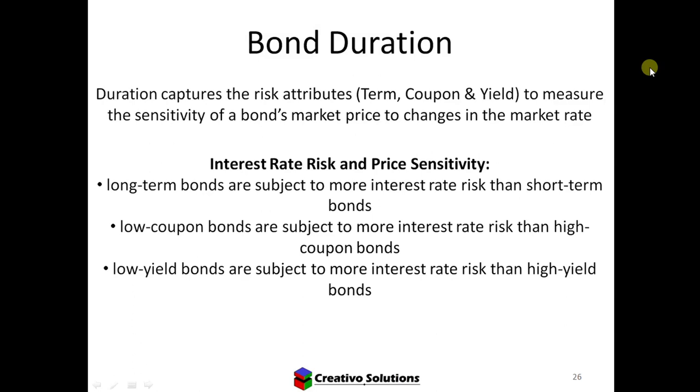Long-term bonds are generally subject to more interest rate risk than short-term bonds, because over a longer period of time, more things can happen, more changes can be made. The government can change certain rates, and we need to bring that into the calculation. Also, we need to consider low coupon bonds and how they differ from higher coupon bonds. If it's a low coupon bond, it's subject to more interest rate changes. Then you've got the last section, which is looking at low yield bonds. Those are subject to more interest rate risk than higher yield bonds.